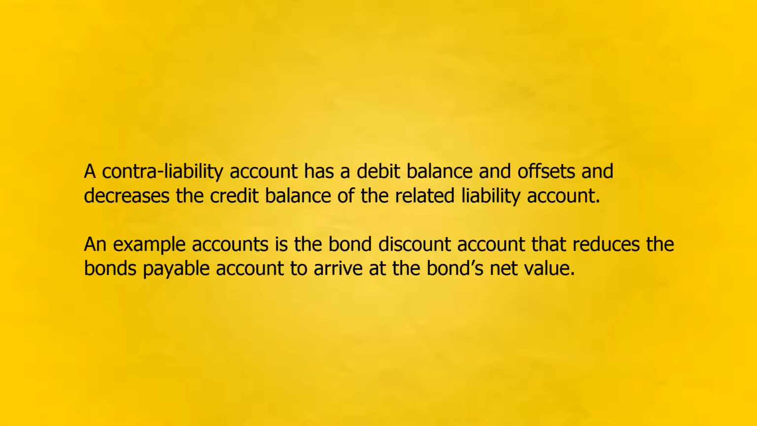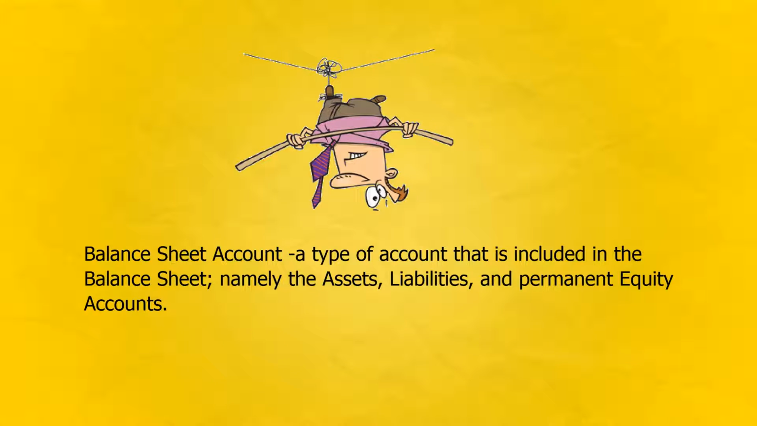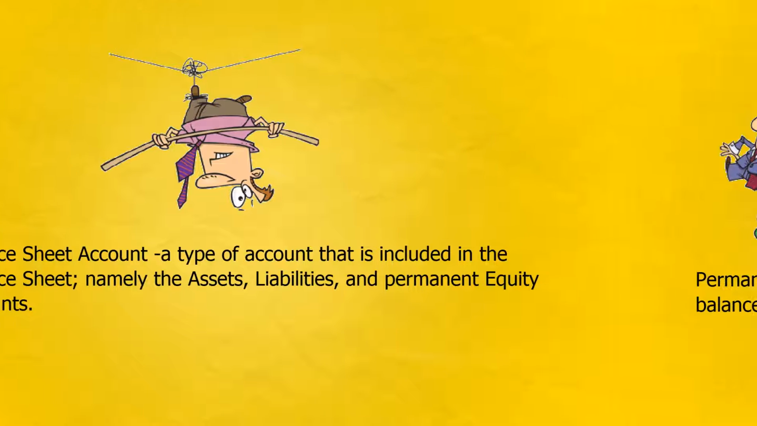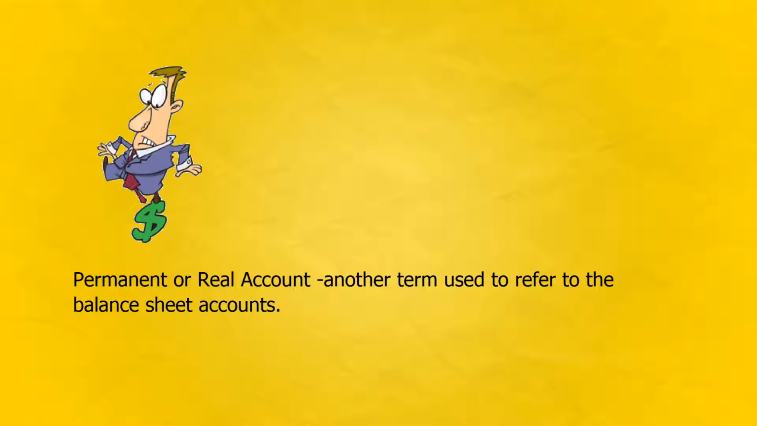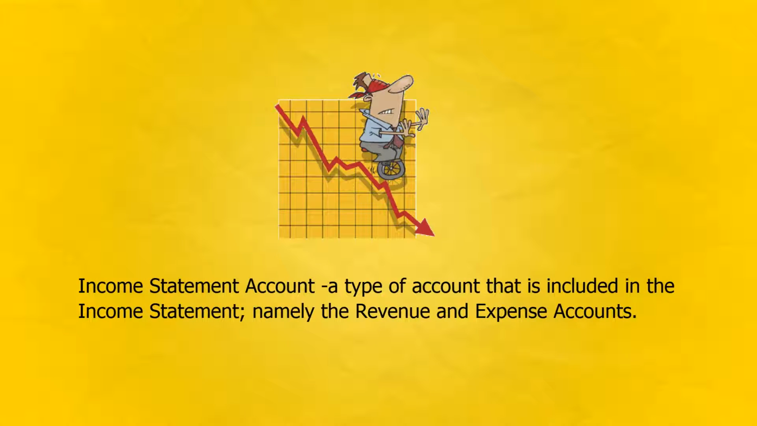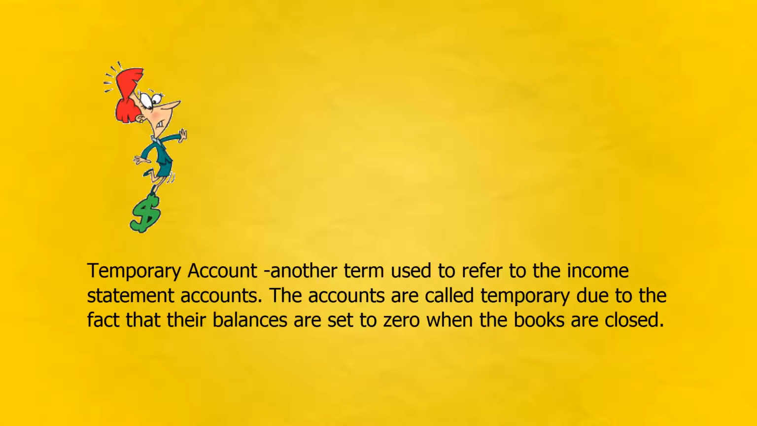Balance sheet account: a type of account that is included in the balance sheet, namely the assets, liabilities, and permanent equity accounts. Permanent or real account: another term used to refer to the balance sheet accounts. Income statement account: a type of account that is included in the income statement, namely the revenue and expense accounts. Temporary account: another term used to refer to the income statement accounts.